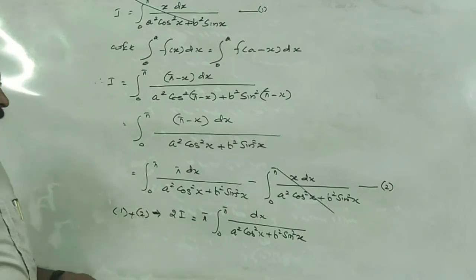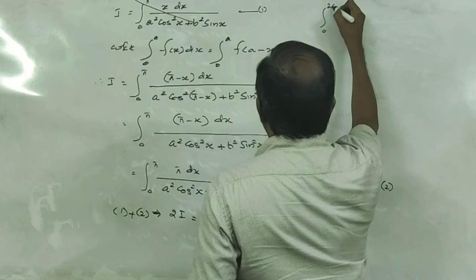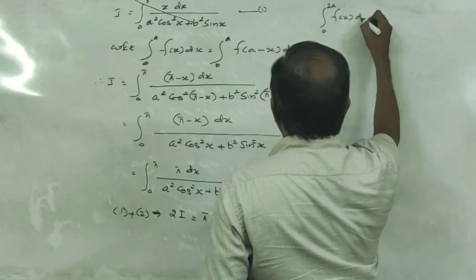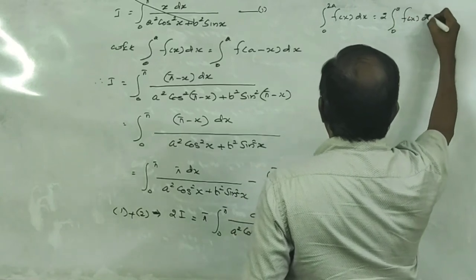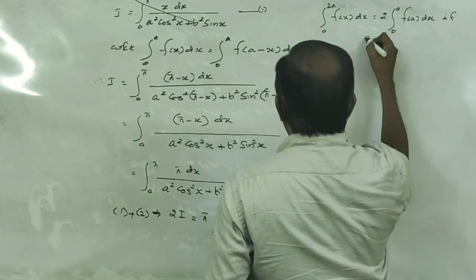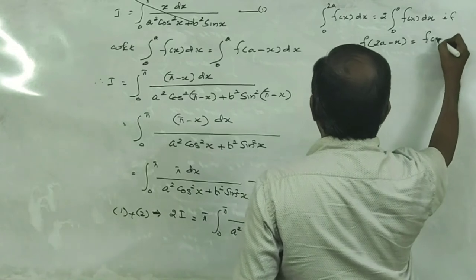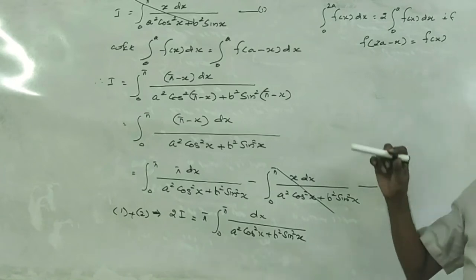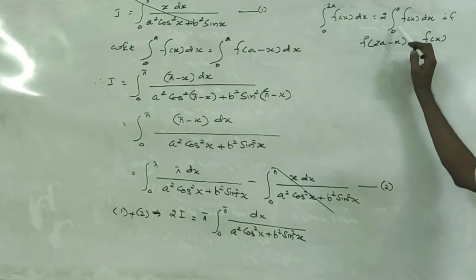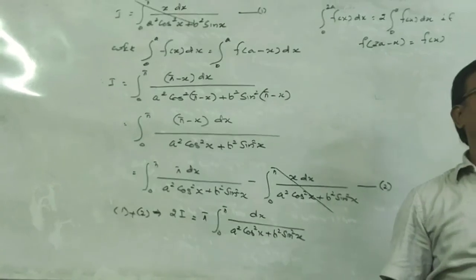Now, according to the property of definite integrals, we have integral 0 to 2a f of x dx is equal to 2 into integral 0 to a f of x dx, if f of 2a minus x is equal to f of x. According to the property, we have integral 0 to 2a f of x dx is equal to 2 into integral 0 to a f of x dx if f of 2a minus x is equal to f of x.